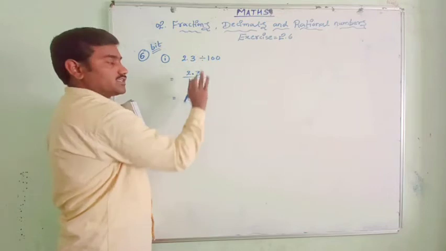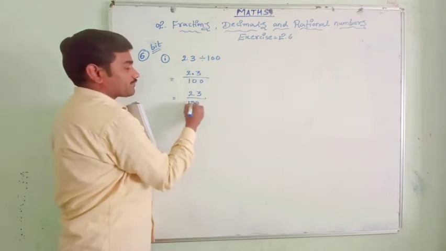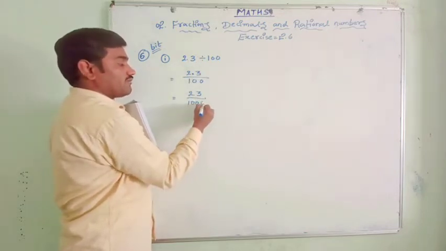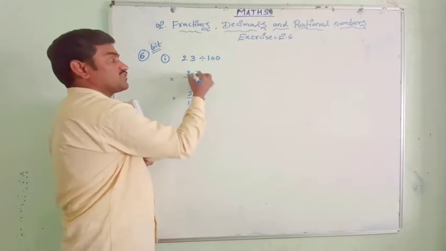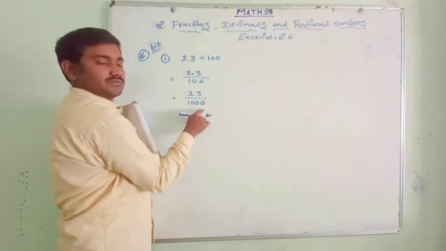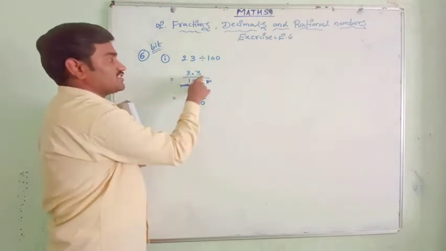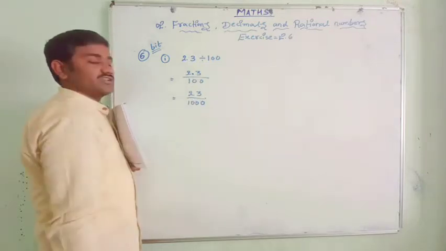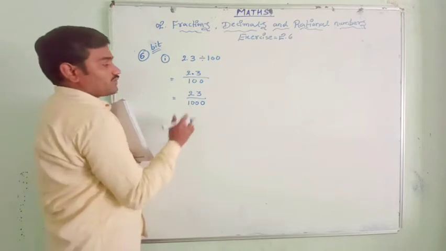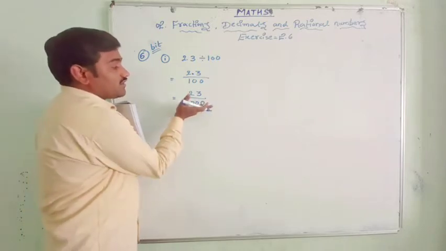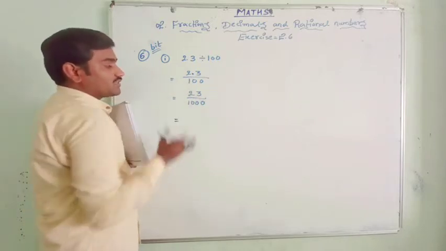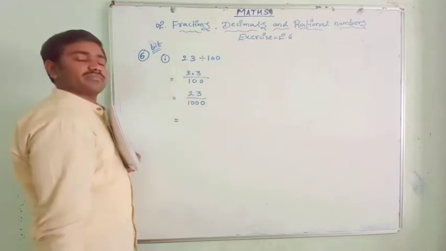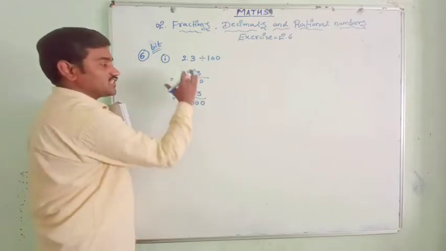23. We have removed the decimal point, so we can write here 100 and one more 0 because of this one decimal digit. This one decimal digit we have written in the whole part, so for that decimal digit I have kept one more 0 in the denominator. Okay, this is what we got. Now we change the fraction 23 by 1000 into a decimal.